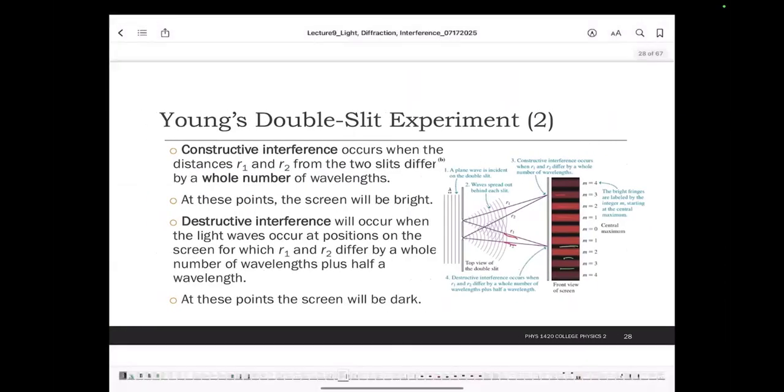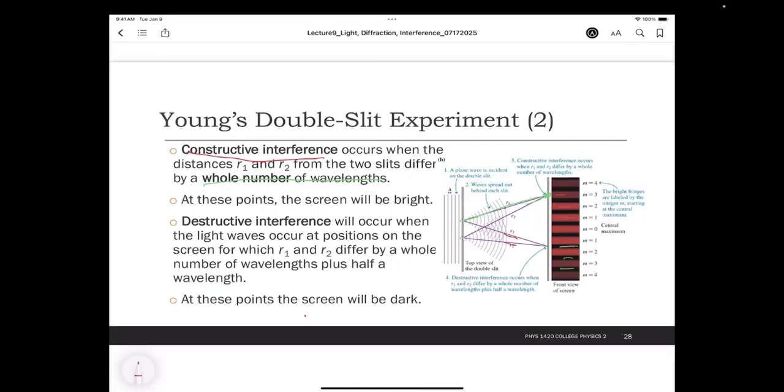There are two different sources. If the path length difference is just a whole number of wavelengths, it will have constructive interference. If the path length difference is a whole number of wavelengths plus half a wavelength, it will have destructive interference.